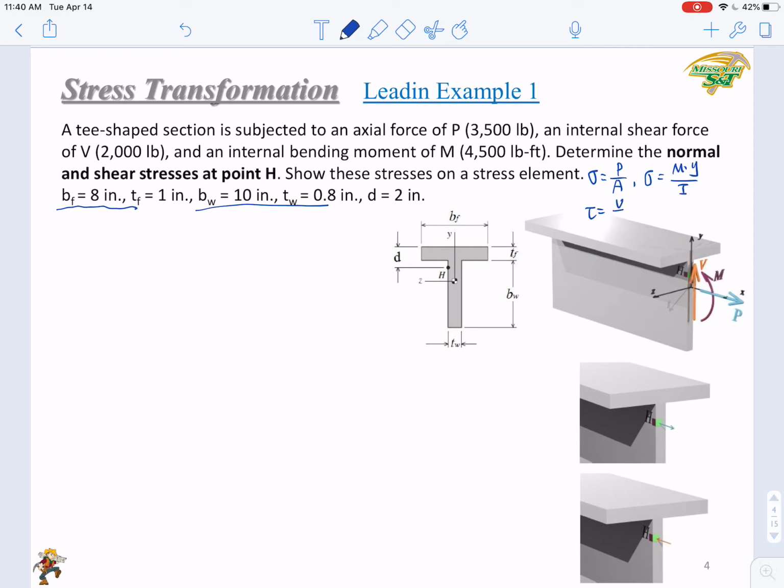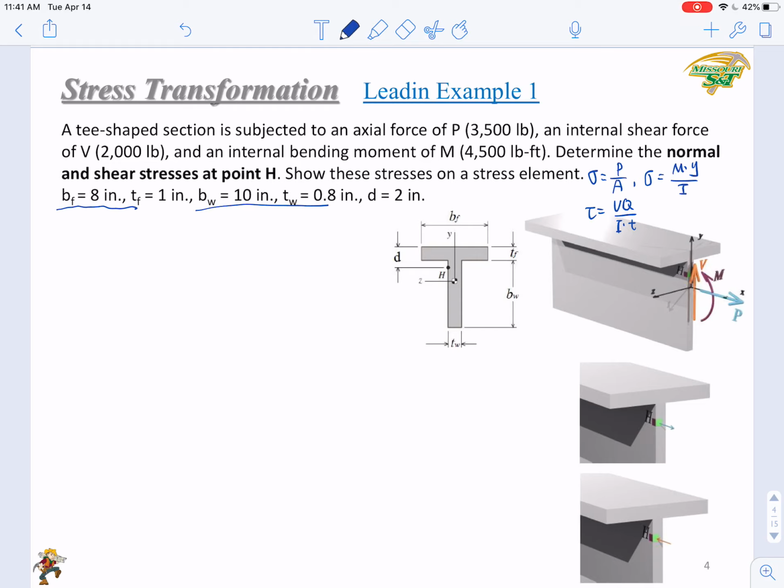Tau equals V over A. Right? But is this the correct equation? Recall that we used this equation in earlier chapters to calculate the average shear stress on a section. But here we're asking for the shear stress at a certain point, H. So obviously we will not use this equation. We will use the equation we learned in the last chapter, that is VQ over It. Right? You already have all of the equations we need for calculation of normal and shear stresses.